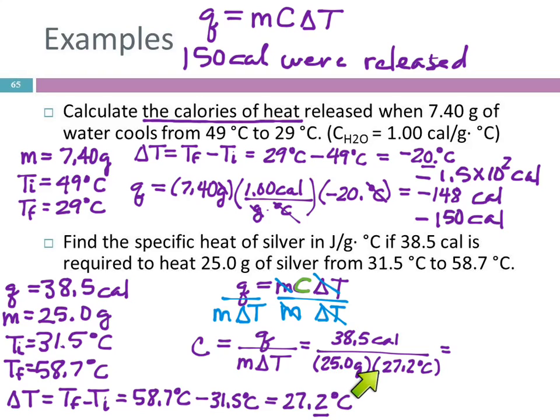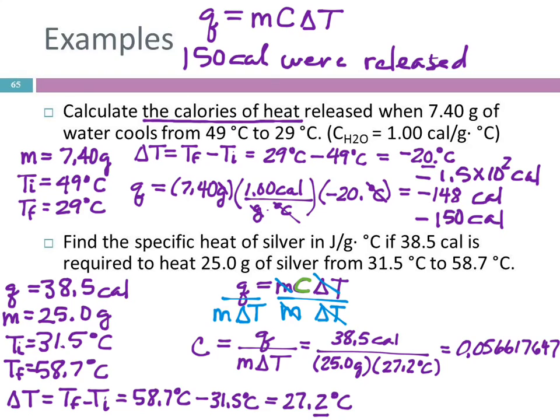Be careful when you're dividing, you've got two numbers in the denominator. There's bad things that can happen on your calculator. This is how I do it. I do 38.5 divided by 25 and divided by 27.2. That's what I recommend. 0.056617647. You don't have to add a negative? No.